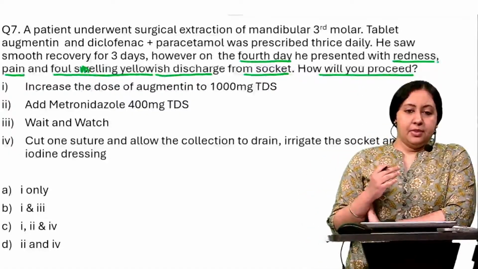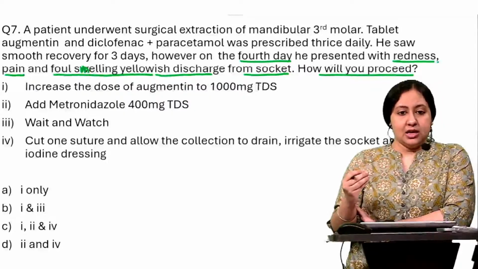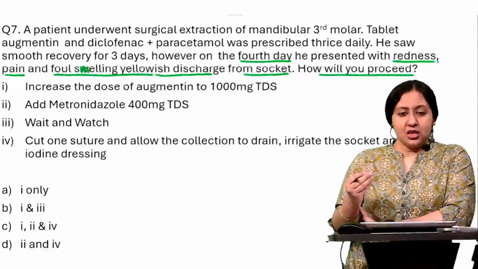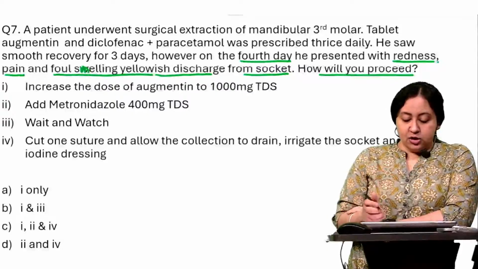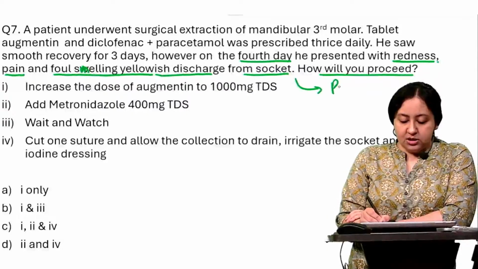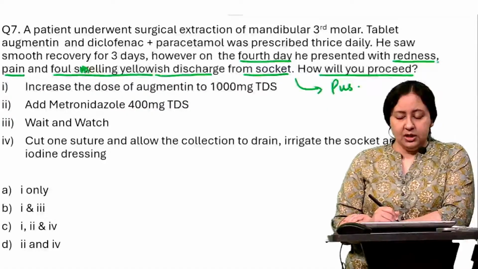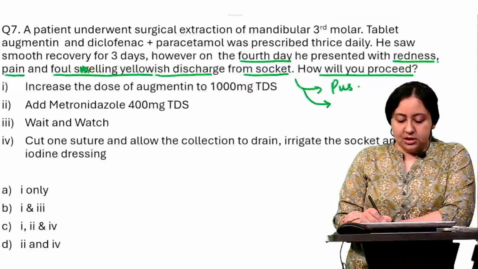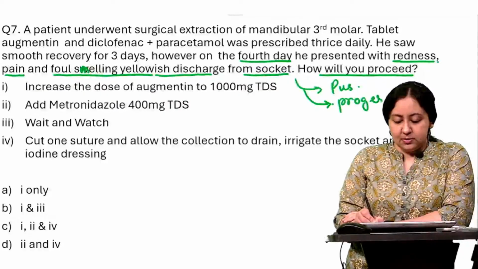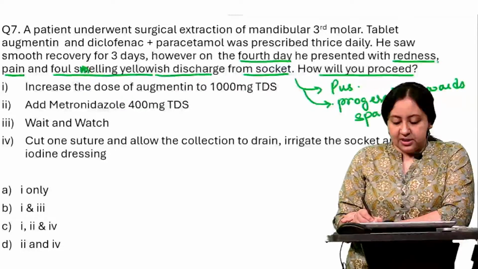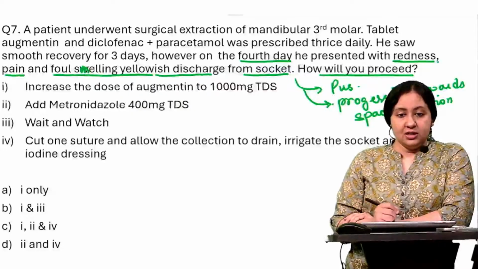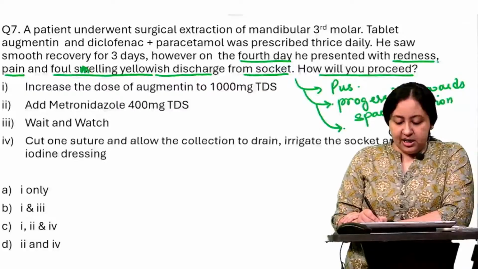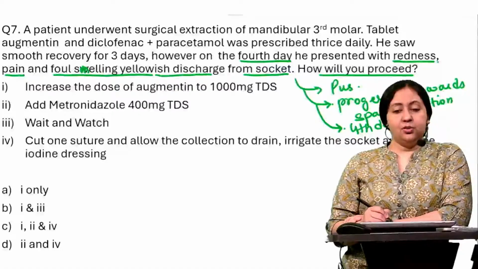Now, this type of clinical scenario is pointing towards 2-3 things. Foul smelling yellowish discharge from the socket is pointing towards pus. And since there is collection, this is progressing towards space infection. And since 3 days have passed, this is the 4th day.